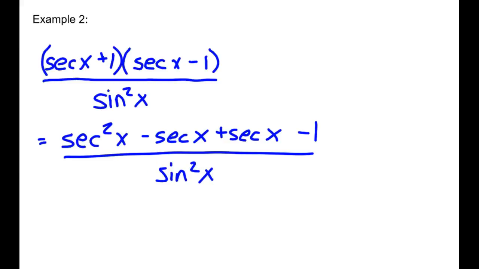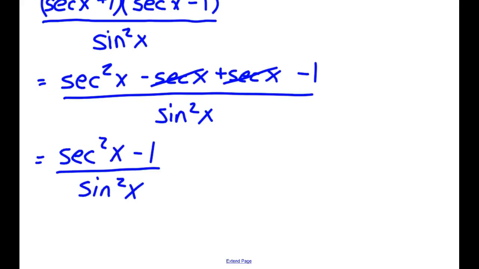In the numerator, you notice that our negative secant x and positive secant x will cancel out. You don't have to show that step if you know right away that those are going to cancel each other out. So now we're left with secant squared x minus 1 over sine squared x. If you look at the numerator, we can rewrite secant squared x minus 1 as tangent squared x because that is one of the Pythagorean identities. So now we have tangent squared x over sine squared x.